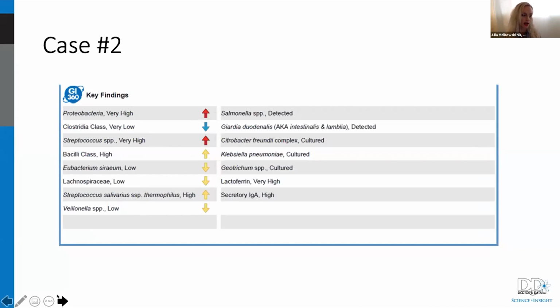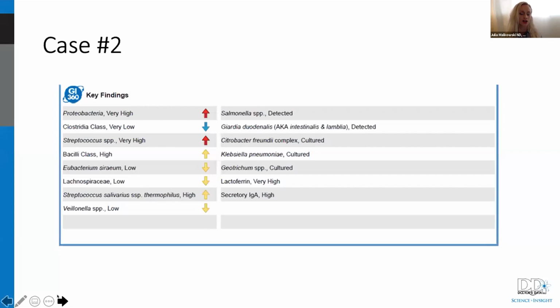Streptococcus is very high, and that's going to be potentially associated with inflammation. Bacilli class is high. The Bacteroidetes are low. And then we see the Lachnospiraceae is low, and that is a butyrate producer as well. And so the patient is going to be at risk for low butyrate and inflammation.